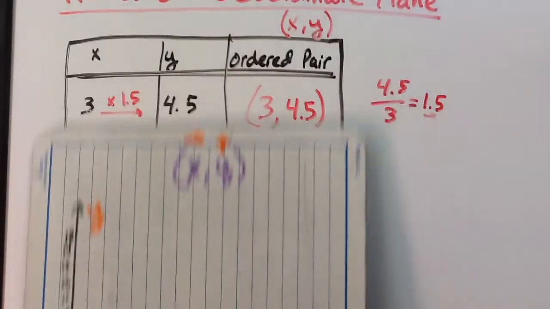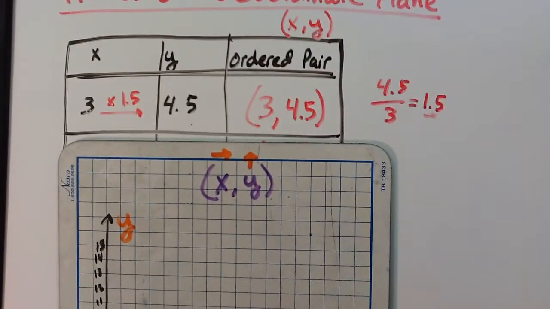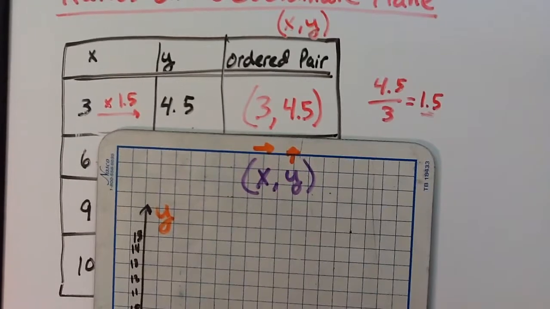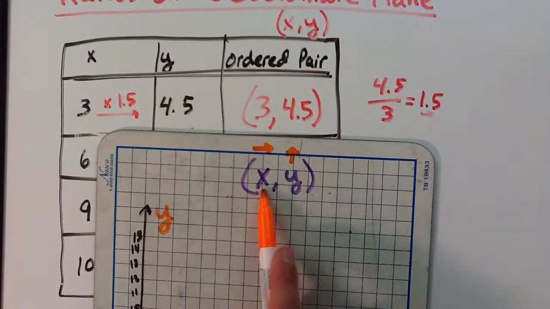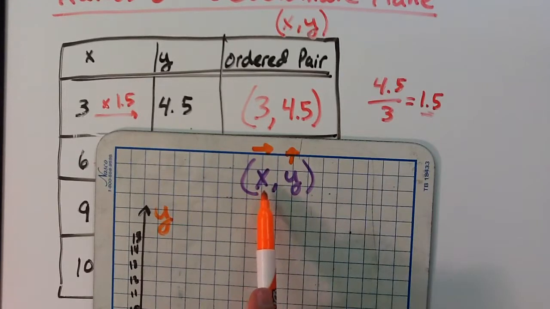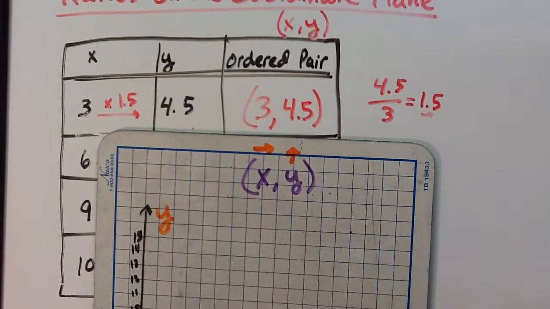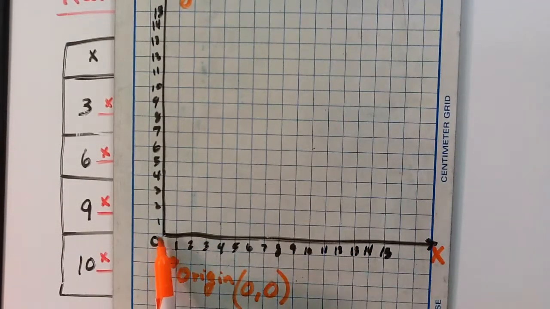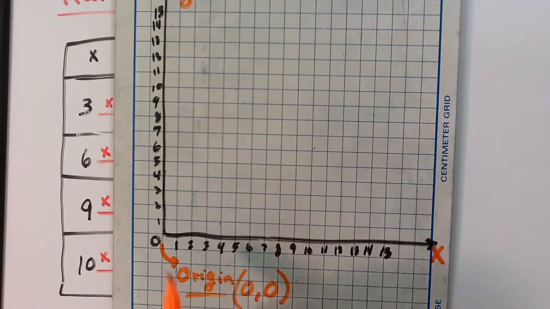Okay, so let's graph these points. First, we have the point 3, 4.5. Okay, now when you have your x, y value, again the x comes first and the y comes second. The x value would tell us to move from the origin either left or right. And because we're dealing with all positive numbers, we're going to be going right every time. Okay, so you always begin at the origin whenever you plot a point on the coordinate plane. And in fact, that's what the term origin means. Beginning. That's where we begin.